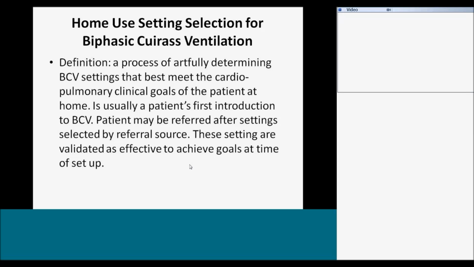Okay. The definition of the setting selection process is a process of artfully determining biphasic Curos ventilation settings that best meet the cardiopulmonary and clinical goals of the patient at home. This process is usually a patient's first introduction to BCV. The patient may be referred after setting selection by the referral source, so they may have been, as I said, set up in the clinic or hospital, and all you're going to do is validate the settings are effective to achieve the goals.